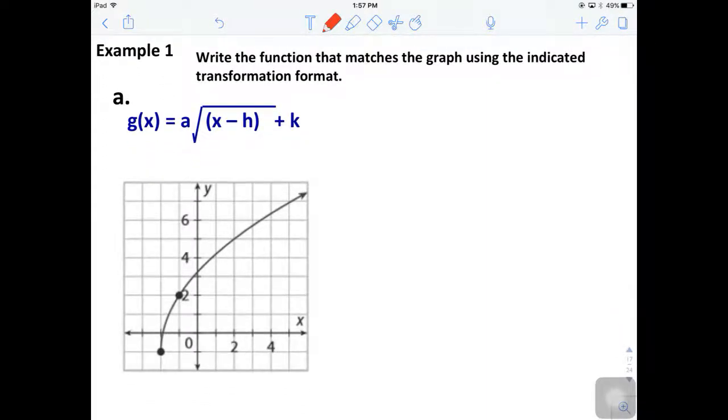So we're given the equation. We're actually given the graph. So in the previous lesson, you're given the equation, and you're being asked to find the graph, right? So to graph it using the transformations. But we're going to go backwards today, and we're going to actually look for the equation given the graph of the function. So write the function that matches the graph using the equation given.